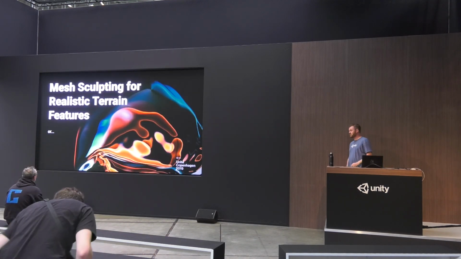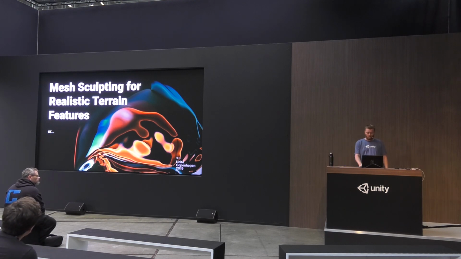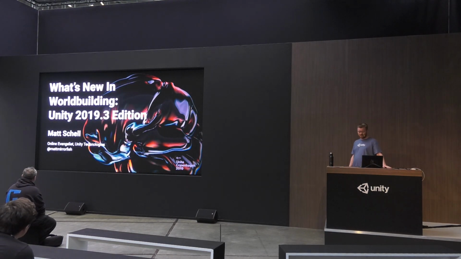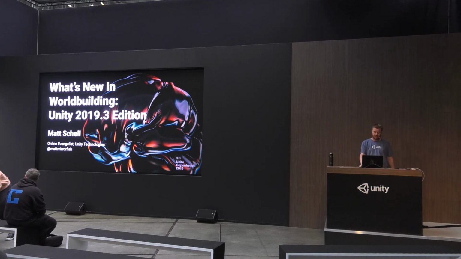So, welcome to Mesh Sculpting for Realistic Terrain Features, or alternate title, What's New in World Building, Unity 2019.3 edition. So we're going to be looking at some features from the beta as they relate to terrain.